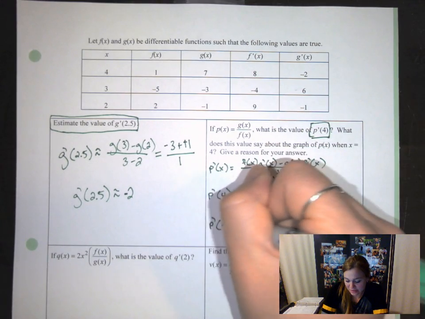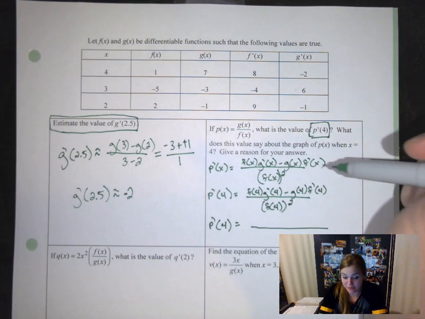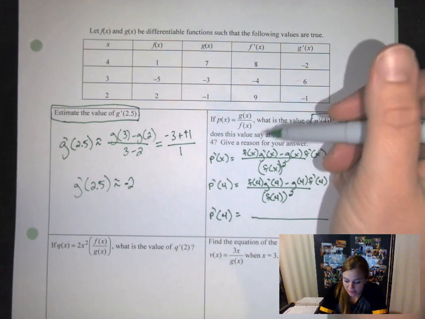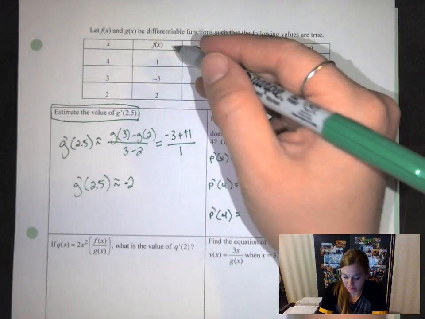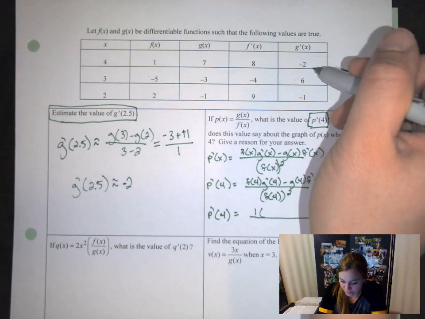P prime of 4, and this is where I can substitute stuff in. F of 4, I told you to write small, and then I didn't really write small. Okay, f of 4 is 1. G prime of 4 is -2.